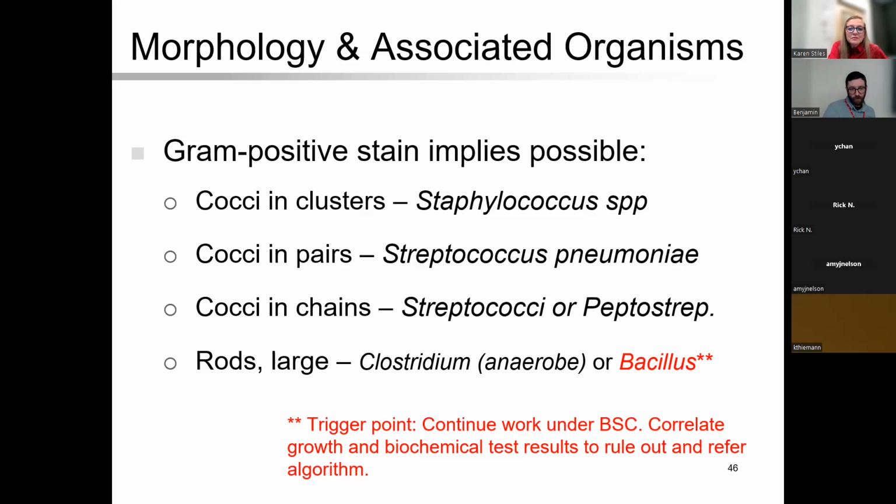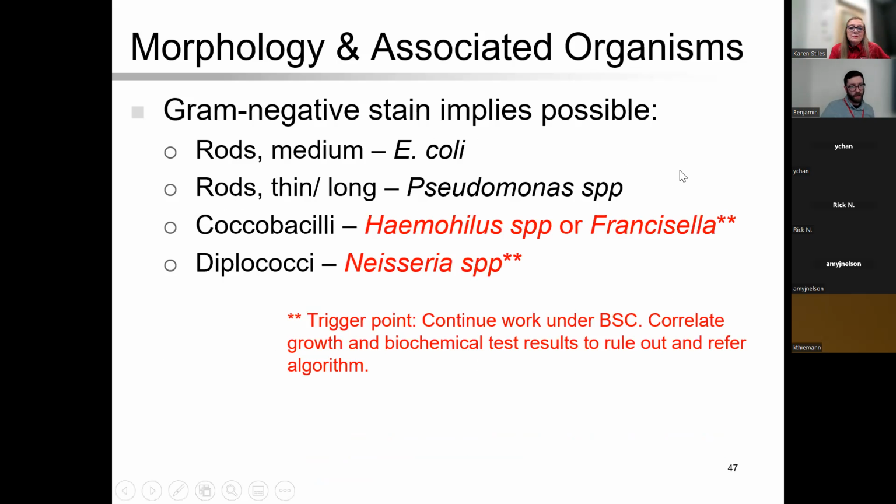When you see large gram-positive rods on the gram stain, again, we just want to be careful that we're not dealing with dangerous Bacillus anthracis. So just continue to work under the hood. They grow pretty well, so quickly you'll be able to rule out Bacillus anthracis. And then for gram-negative rods, commonly we see E. coli and Pseudomonas species. With gram-negative coccobacilli and diplococci, again, you're going to want to move your work under the hood just to make sure you're not dealing with something a little more serious than you want to be.